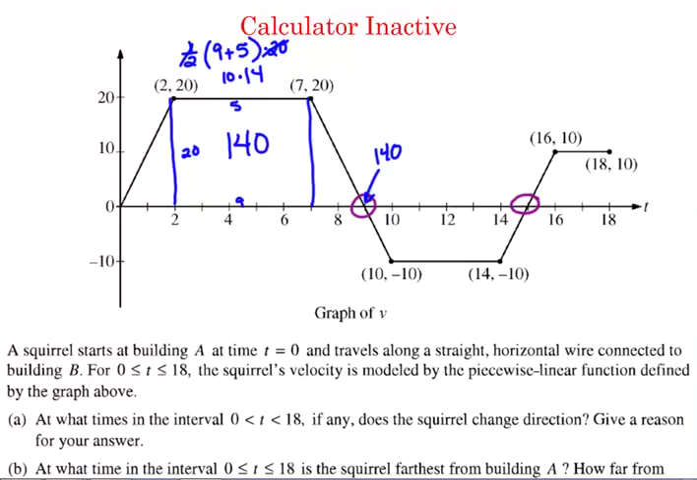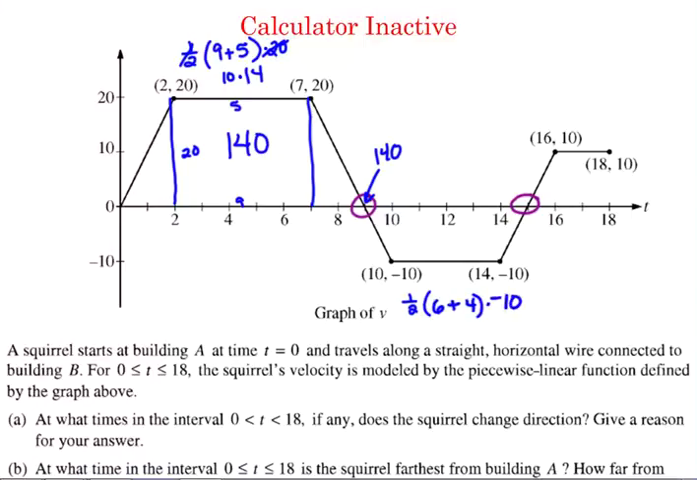Okay, then we've got negative areas, so we're going to be going back towards building A. Again, let me do a trapezoid. 1/2 base 1. Let's see here. This one is length from 9 to 15, so that's length 6, plus from 10 to 14, that's length 4.